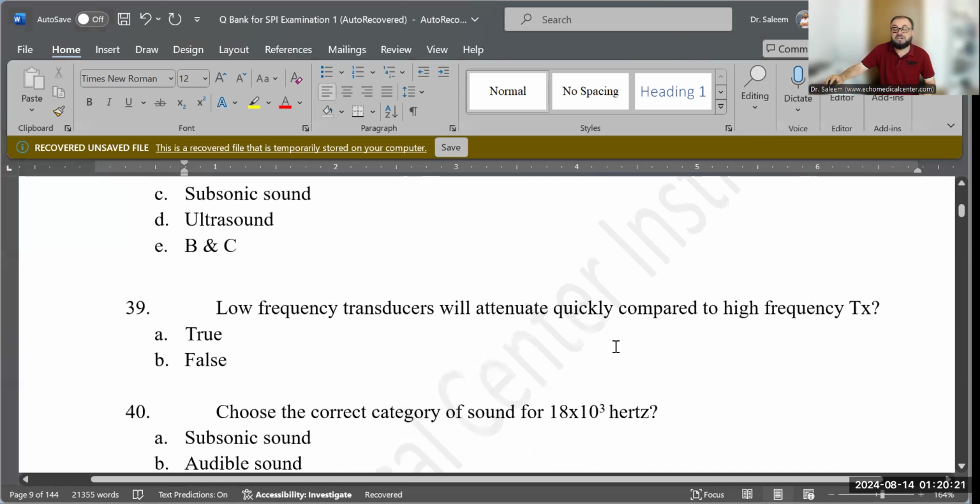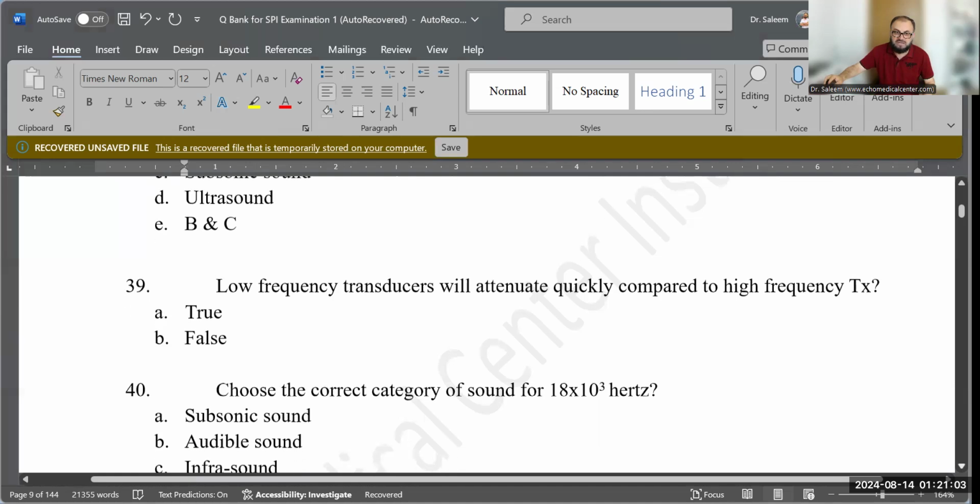Okay. This question is true or false. Carefully listen to the question. A low frequency transducer will attenuate quickly, very fast, compared to the high frequency transducer. Is this true or false? What do you think? Absolutely, you're right. It is false because low frequency will stay longer. A low frequency transducer will attenuate gradually, slowly, not fast. High frequency will attenuate quickly. So this is the opposite. So false is the correct option. B is the correct option.